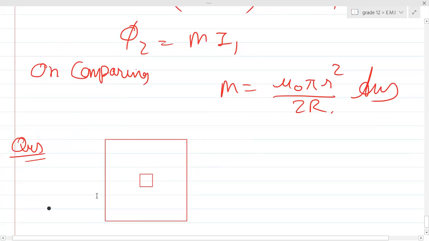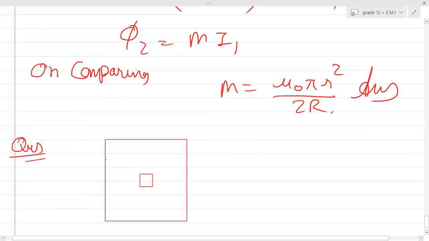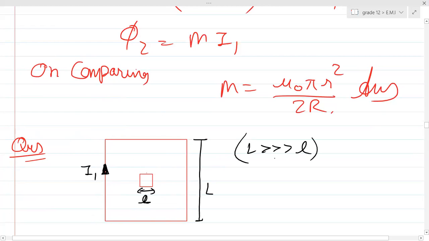In spite of giving you a circular loop, I have given you a square loop. The side of this is small l, and the side of this is capital L. And again, L is much greater than small l.